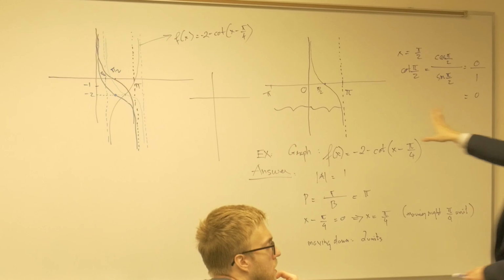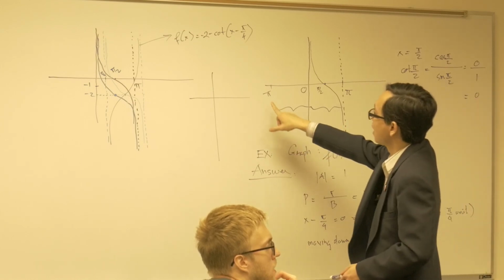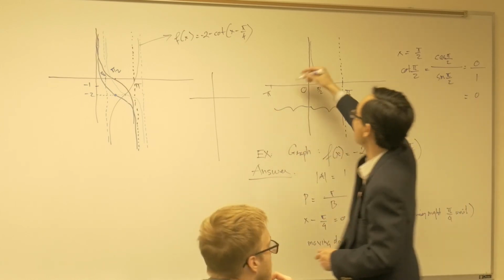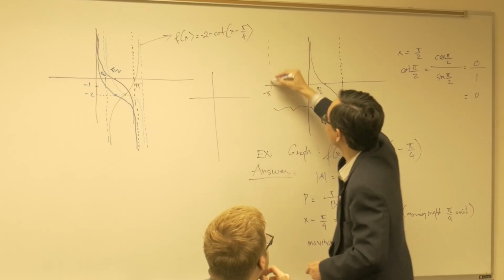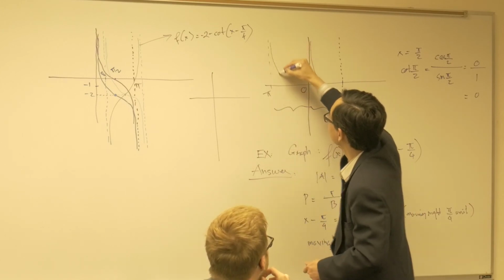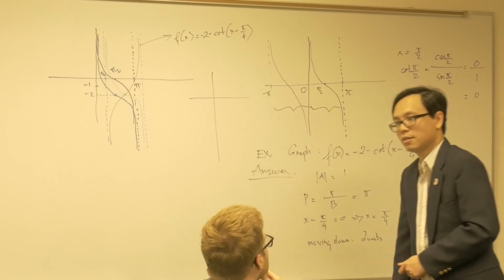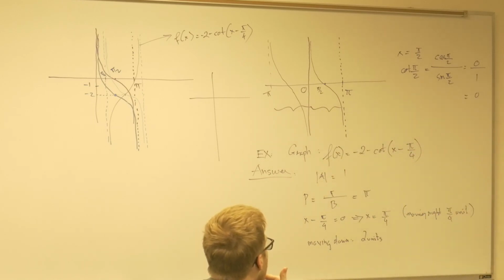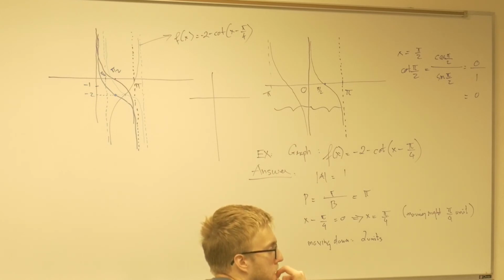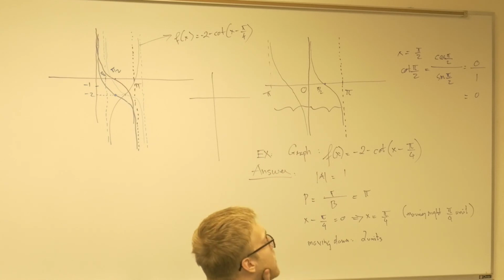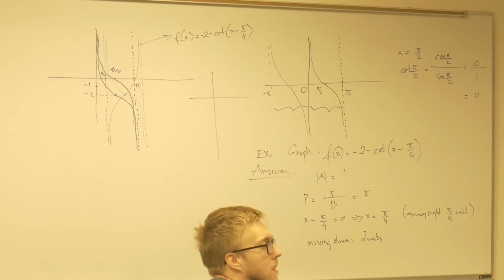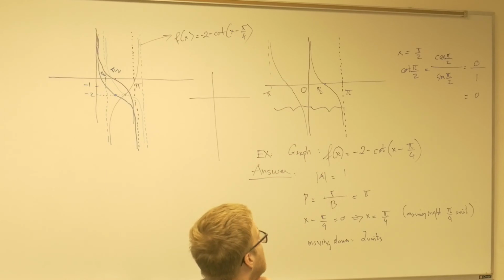What if I want you to graph between negative pi and pi? Then you have to add another branch. But the period must be between 0 and pi, so the period is pi. Because if the period is between negative pi and pi, with another pi here, this gives you 2 pi, which is not good. Any other concern?